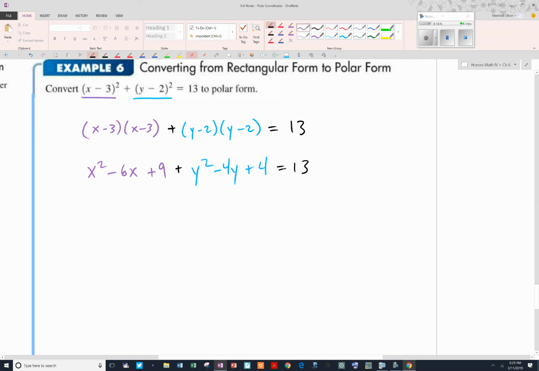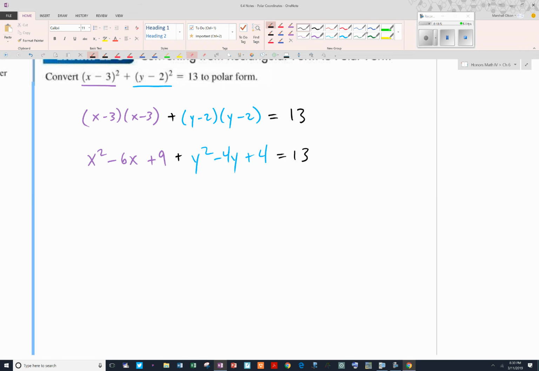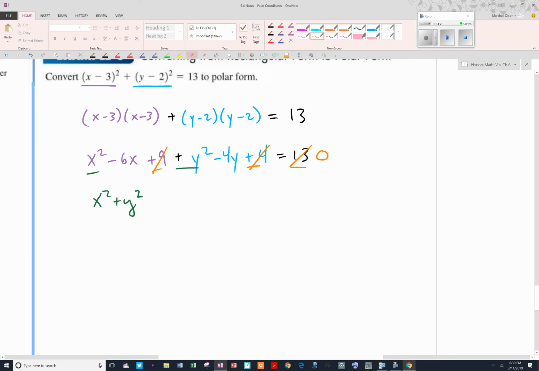So now I'm going to rearrange stuff a little bit here. I'm going to put this x squared plus y squared next to each other, and I'm going to move that minus 6x right here. Oh, actually, before we do anything, why don't we simplify a little bit here? 9 plus 4 is 13, and we have 13 on that side as well. So we basically know these three things are going to cancel out, and we're left with the 0 on that right side right there.